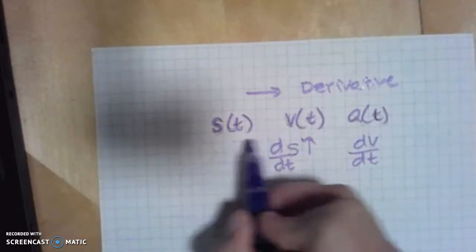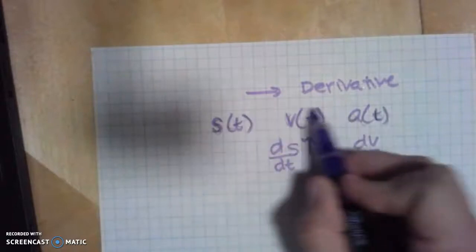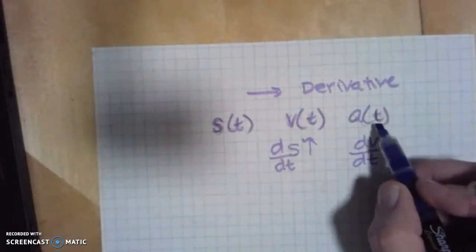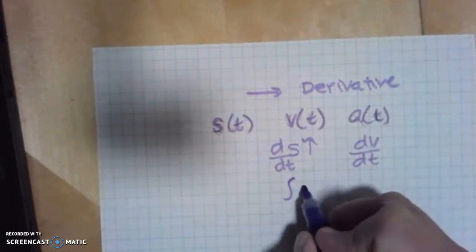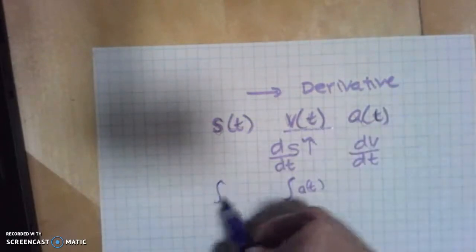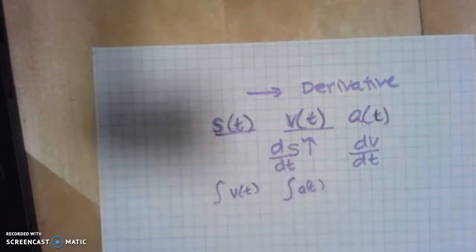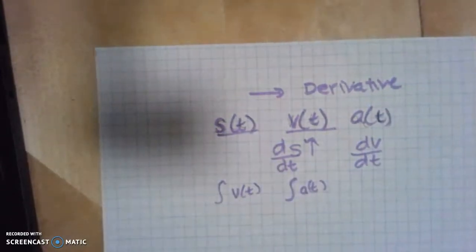Okay, this is the magical trick. Zvala, S-V-A, zvala. You go this way and you take the derivative. But if I have acceleration and I take the integral of acceleration, I'll get velocity. And if I take the integral of velocity, I'll get position. So this is how things are related.